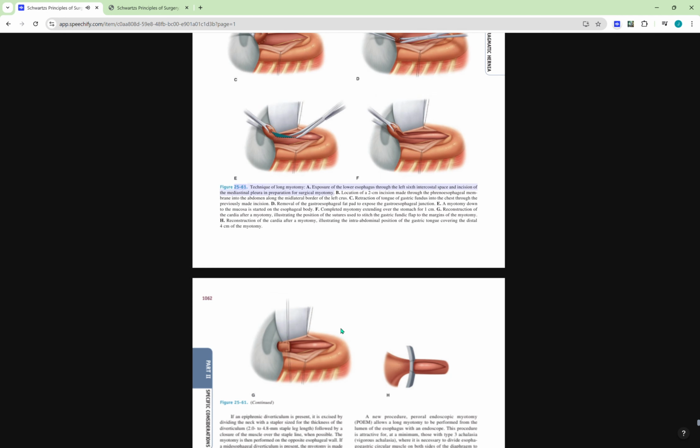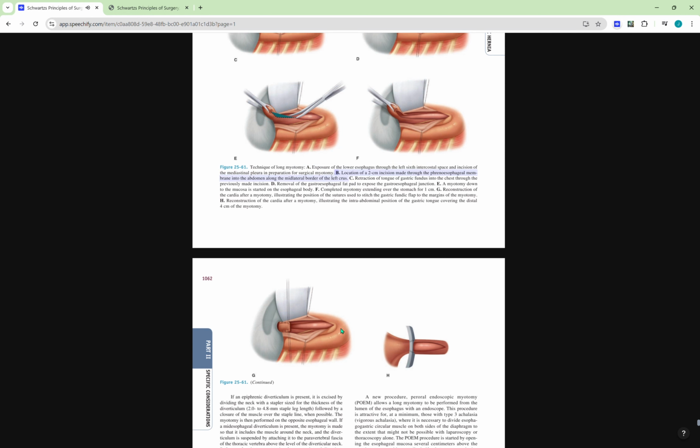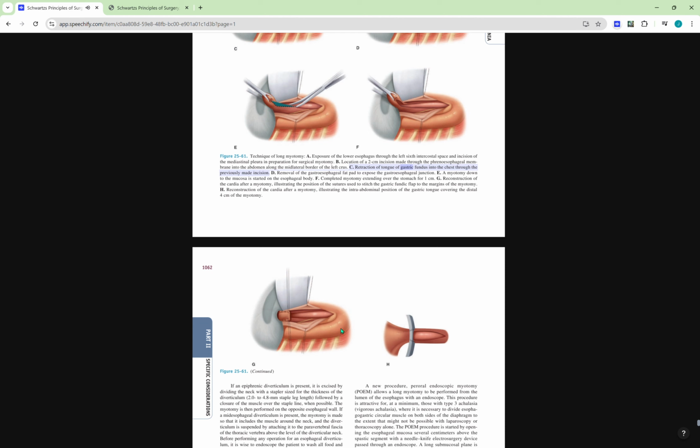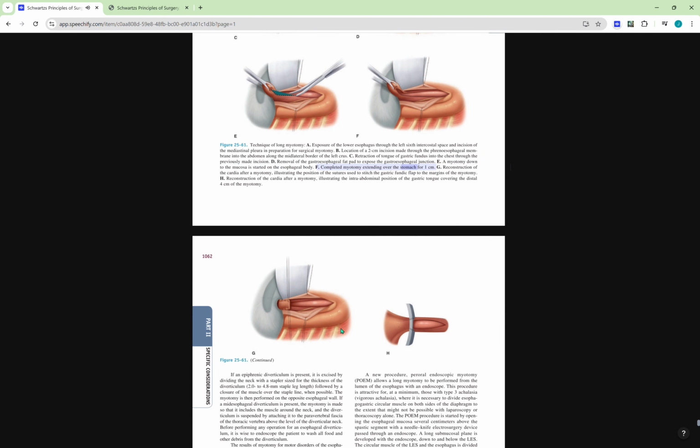Figure 25 to 61. Technique of long myotomy. A. Exposure of the lower esophagus through the left 6th intercostal space and incision of the mediastinal pleura in preparation for surgical myotomy. B. Location of a 2 cm incision made through the phrenoesophageal membrane into the abdomen along the midlateral border of the left crus. C. Retraction of tongue of gastric fundus into the chest through the previously made incision. D. Removal of the gastroesophageal fat pad to expose the gastroesophageal junction. E. A myotomy down to the mucosa is started on the esophageal body. F. Completed myotomy extending over the stomach for 1 centimeter.